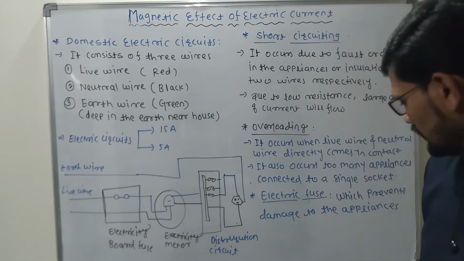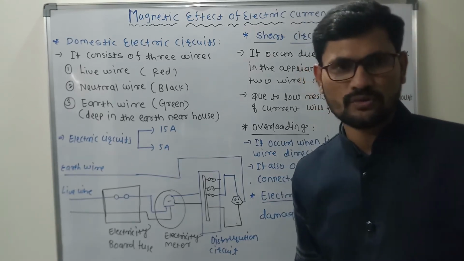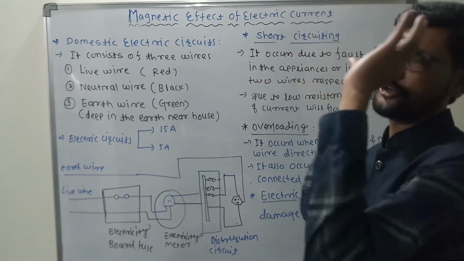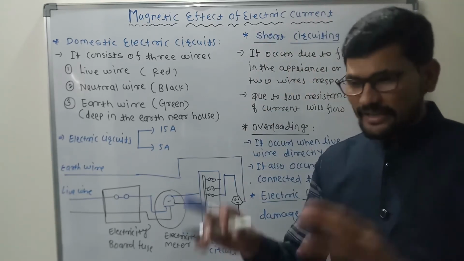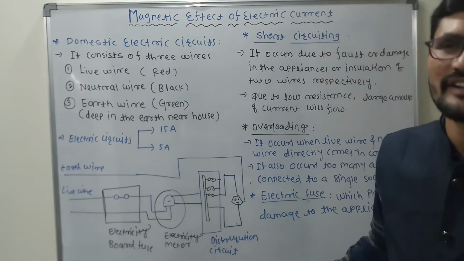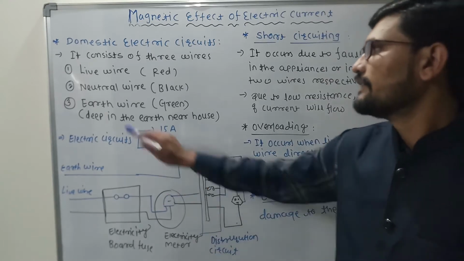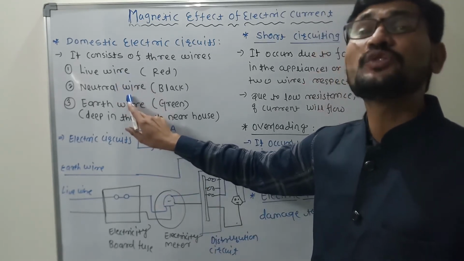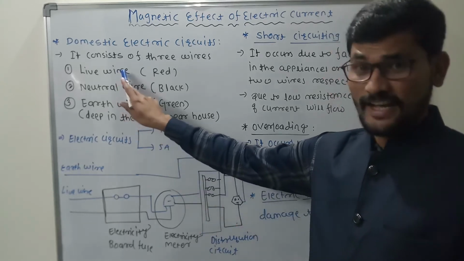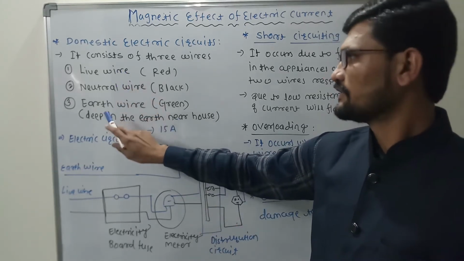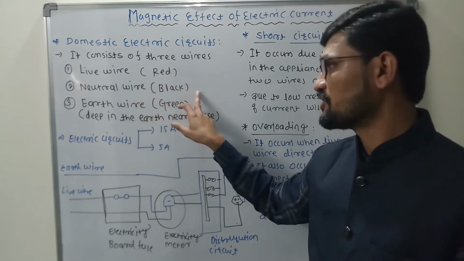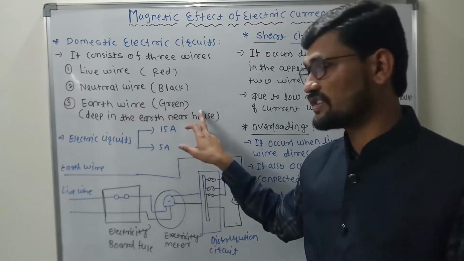So whenever electricity reaches our house, there is what is called the electricity meter, and through that meter wires are distributed. Generally this domestic electric circuit consists of three wires. One is called the live wire, second the neutral wire, and the third the earth wire. What is the first one? Live wire. Second one? Neutral wire. Third one? Earth wire. The color of the live wire is red, the color of the neutral wire is black, and the color of the earth wire is green.